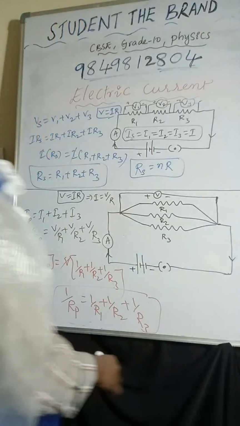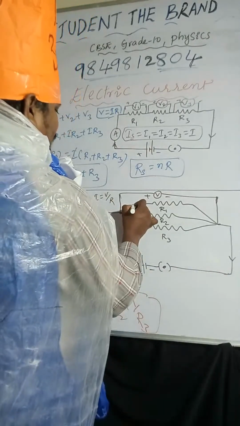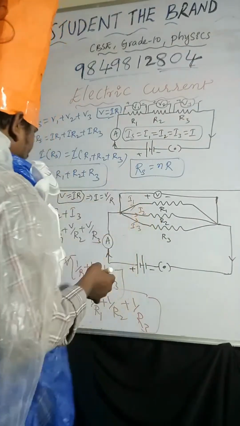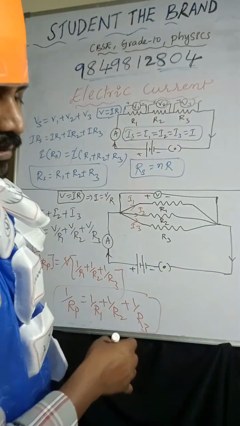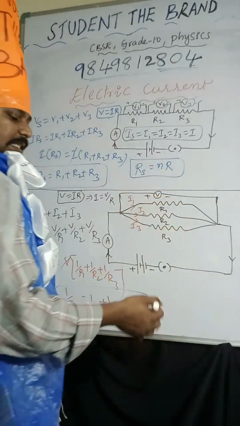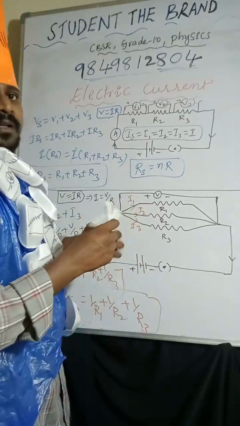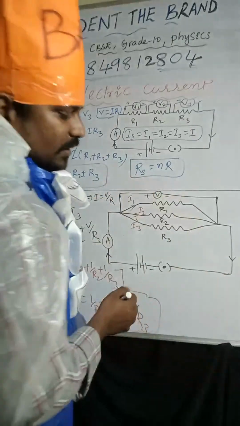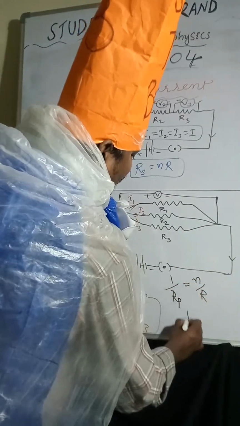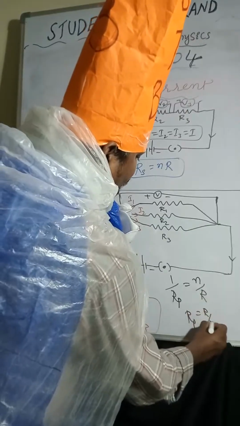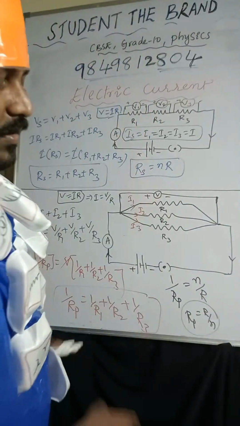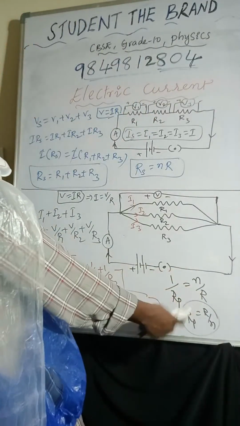Okay, so I hope it is very clear to you all. Across this one, I1, I2 and I3 current is different. Now, if n number of resistors are connected in parallel combination, then 1 by Rp equal to n by R, Rp equal to R by n.